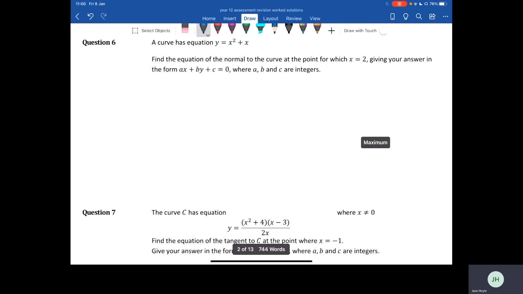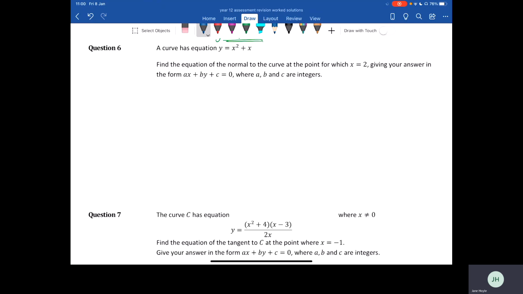Okay, a normal. So a curve has equation y equals x squared plus x. Find the equation of the normal to the curve. So the key point here is that whenever you have a curve, so there is my curve, we have got a tangent. The tangent there is the one that just touches the curve. The normal, this line here, cuts it at right angles. So the crucial fact is that these two are perpendicular.